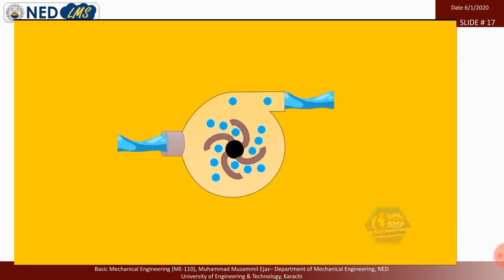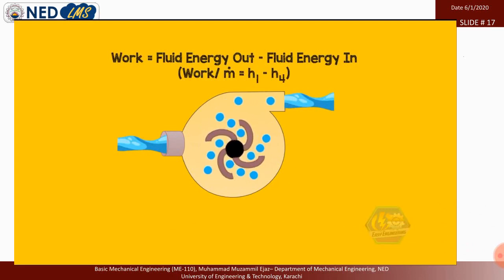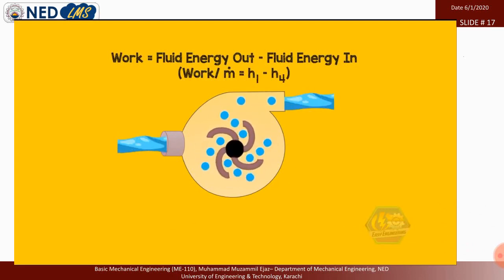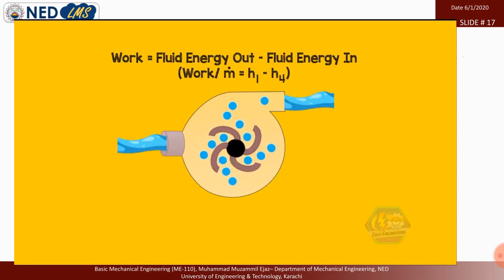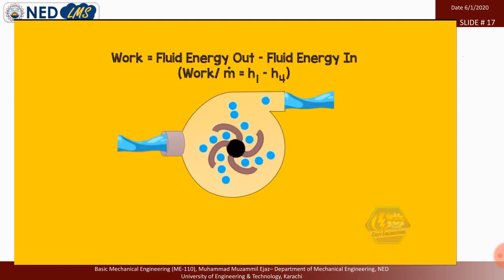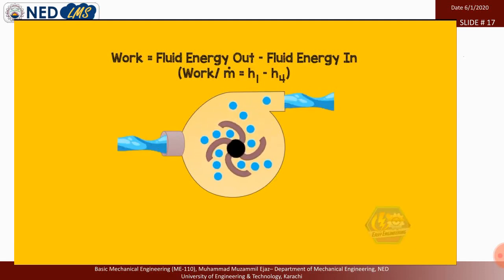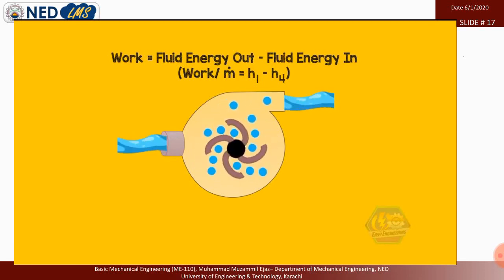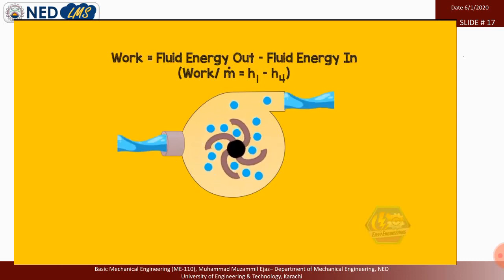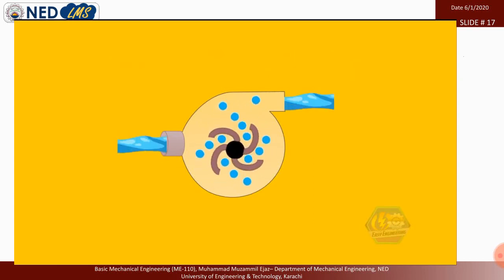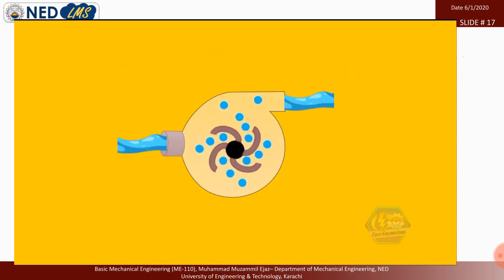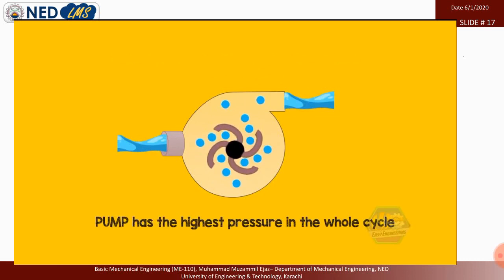The formula for the pump is work equals fluid energy out minus fluid energy in, or enthalpy 1 minus enthalpy 4. The fluid energy out, or enthalpy out, is greater than the enthalpy in, as the pump has imparted energy to the fluid. Note again that this equation is formed by using a mass and energy rate balance for a control volume at steady state, neglecting heat transfer with the surroundings. And one more important thing, please remember that the pump has the highest pressure in the whole cycle.